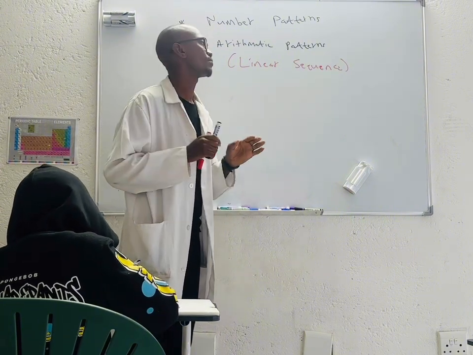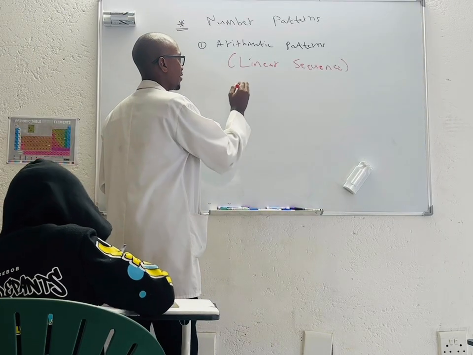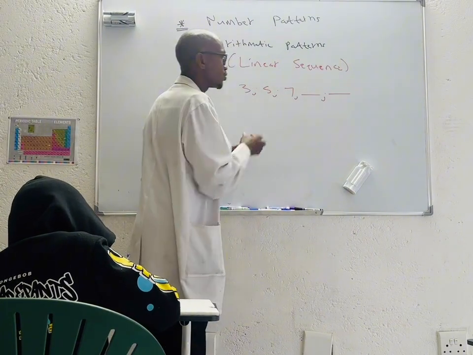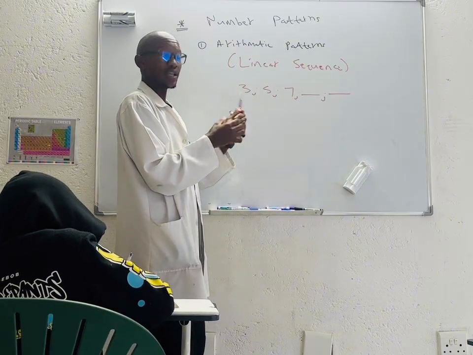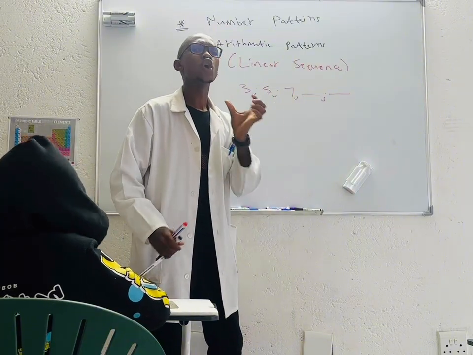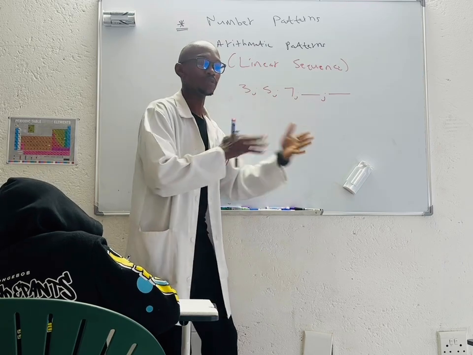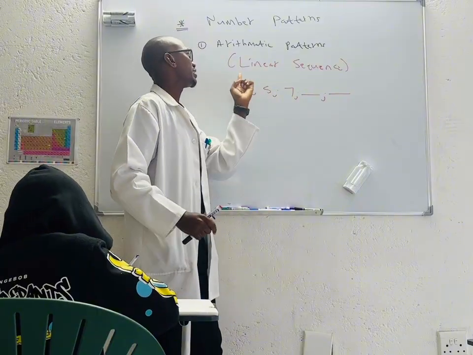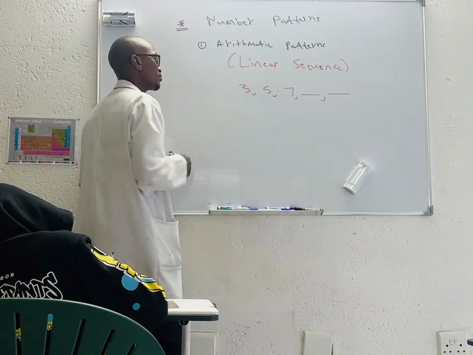I don't know if it makes sense. Let's just say I have 3, 5, 7, and we need to look for the next two terms. If I get the first difference from this sequence and the value I get is the same, then we call it what? Common difference. So the first difference becomes constant, it remains the same, it doesn't change. That type of sequence is called a linear sequence or an arithmetic pattern.